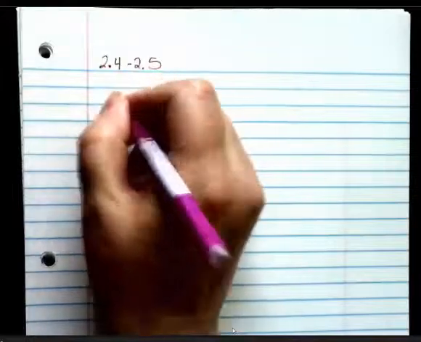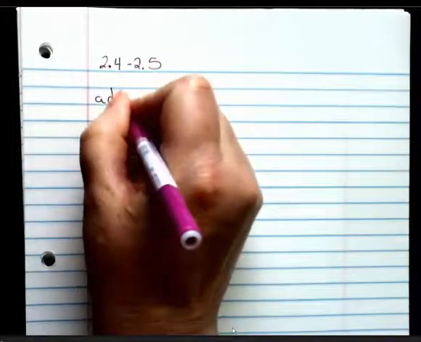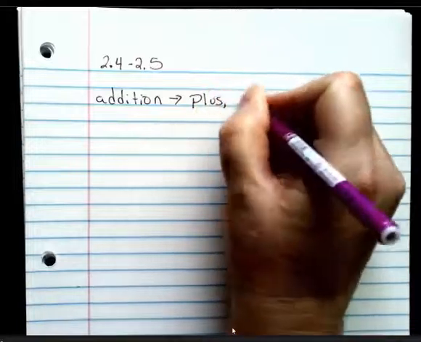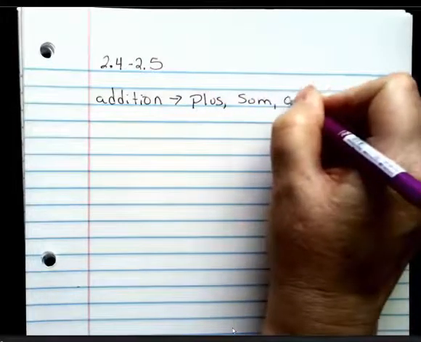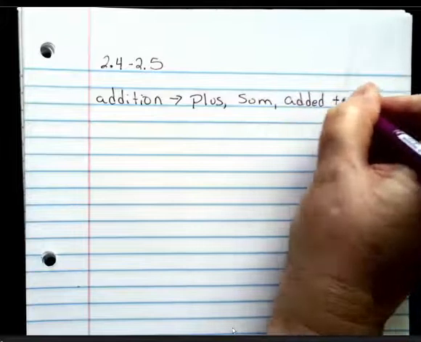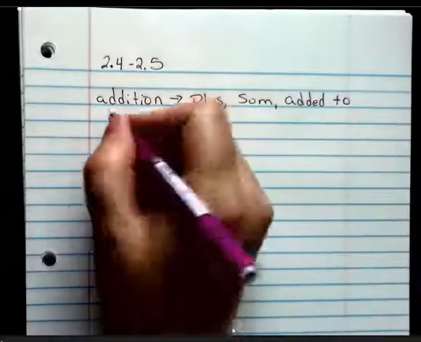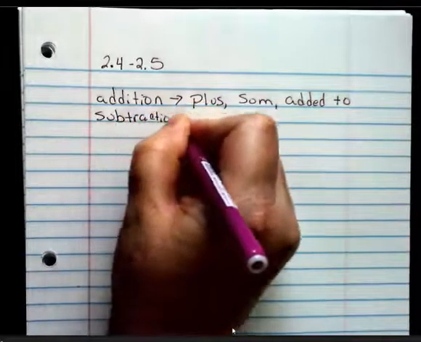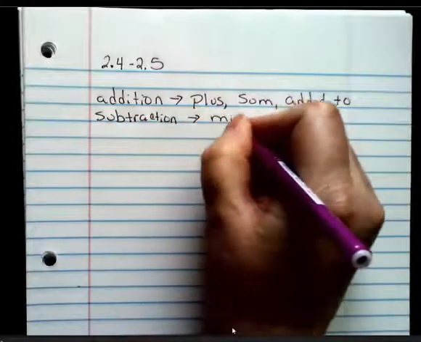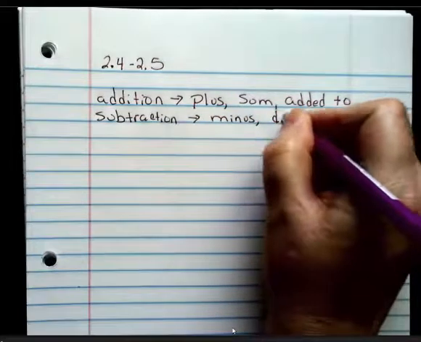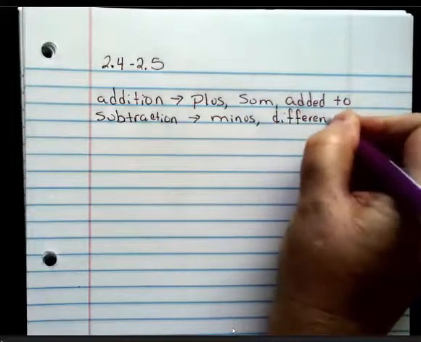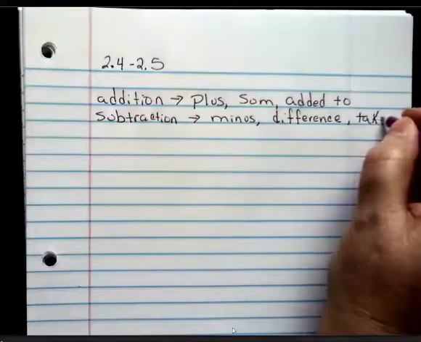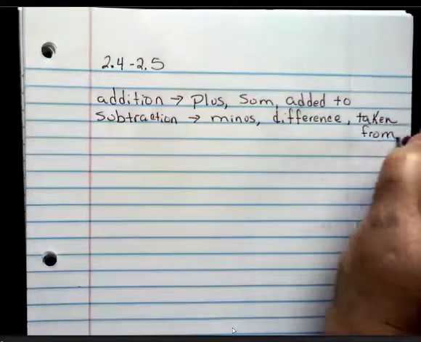For example, addition can be written as a plus or sum or added to. That's what addition means. Subtraction is minus, difference, taken from. Those are all subtraction.